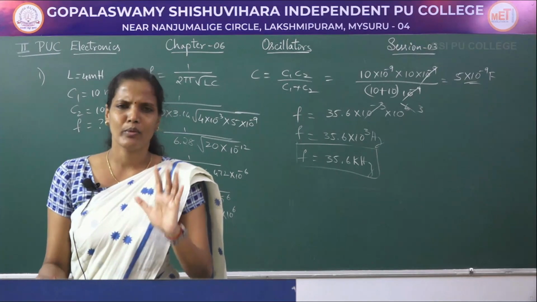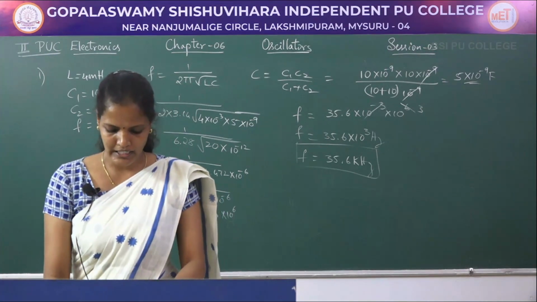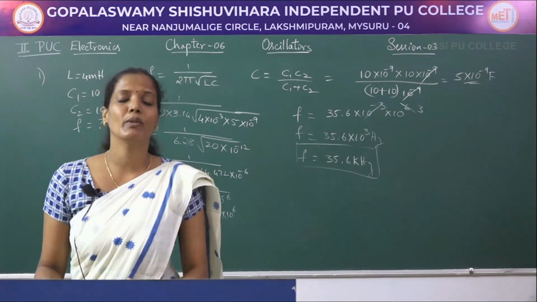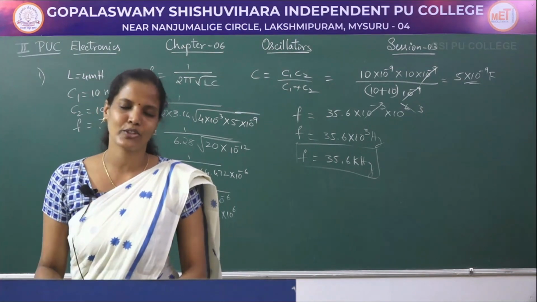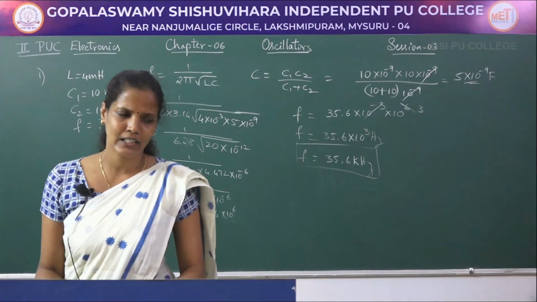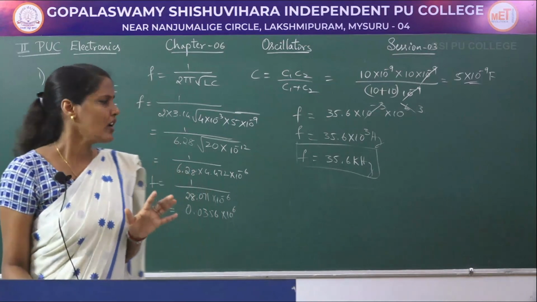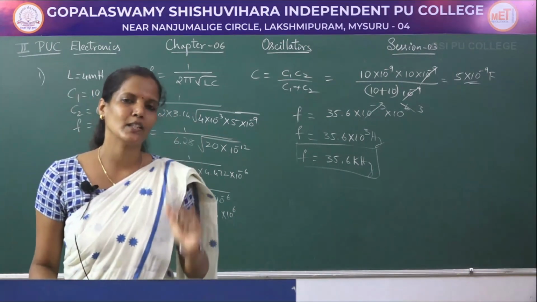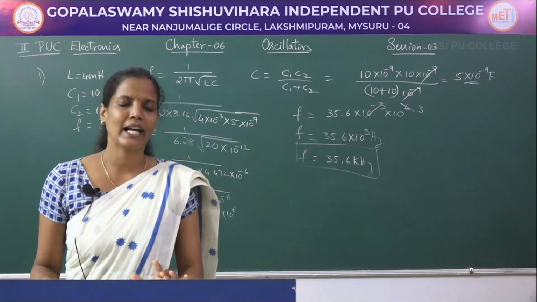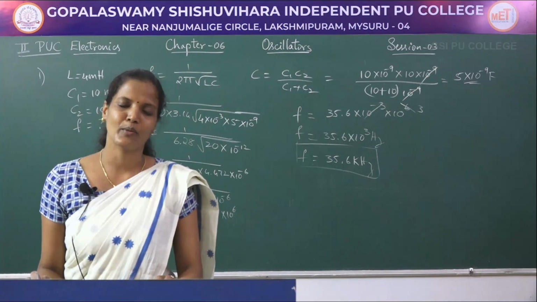The problems are simple. Try to analyze whether the problem given is a Colpitts oscillator or a Hartley oscillator. Sometimes it will be mentioned, or some other times it will be given in the form of a figure. Identify the diagram and use the correct formula accordingly.